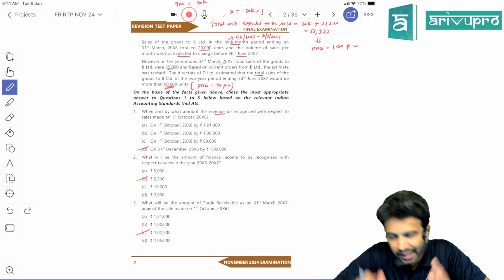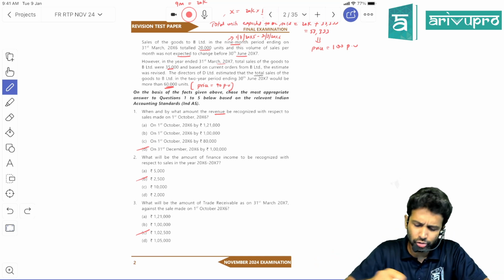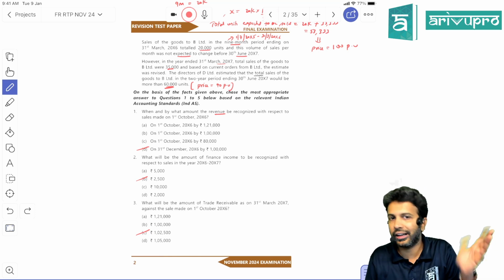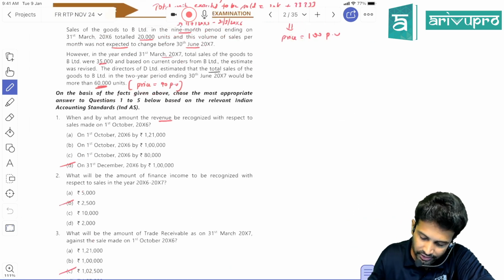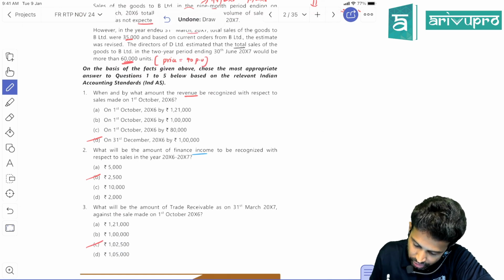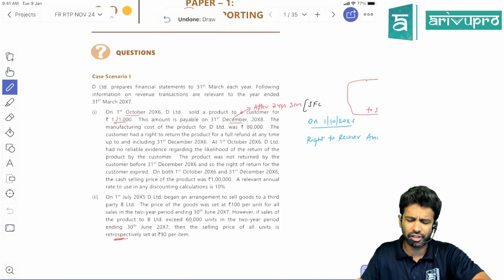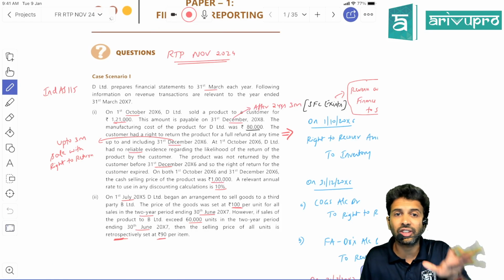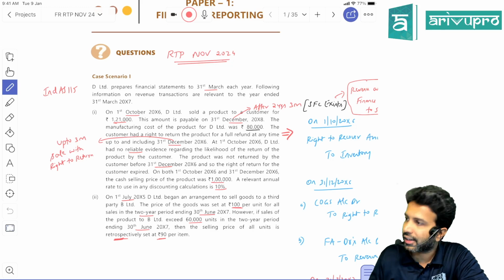Usually case study questions combine multiple standards. So when you read the requirement, you'll get a basic idea as to which particular Ind AS or standard is being tested in the scenario. If you check here, they're talking about revenue, finance income, and trade receivables. That means this case study is dealing with revenue recognition, so the whole case study is on Ind AS 115. Let's see what they're trying to ask.